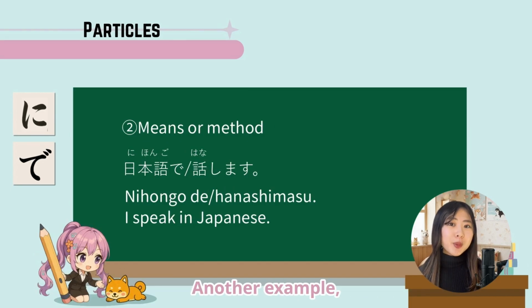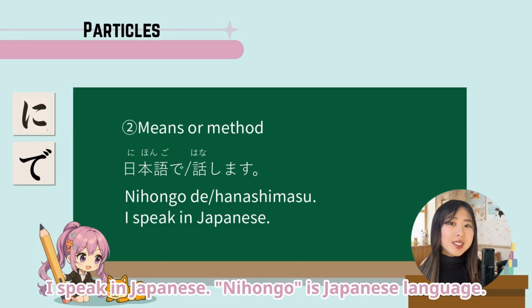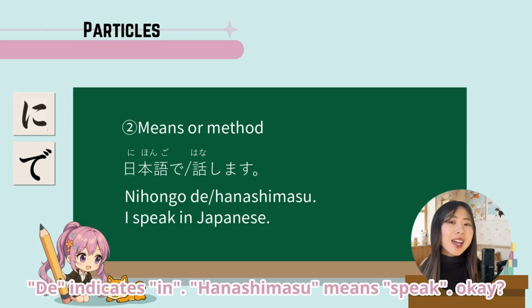Another example. 日本語で話します. I speak in Japanese. 日本語 is Japanese language. De indicates in. 話します means speak. Okay?